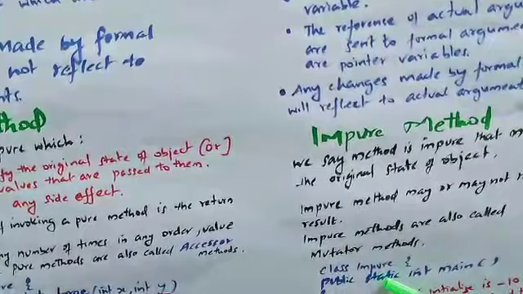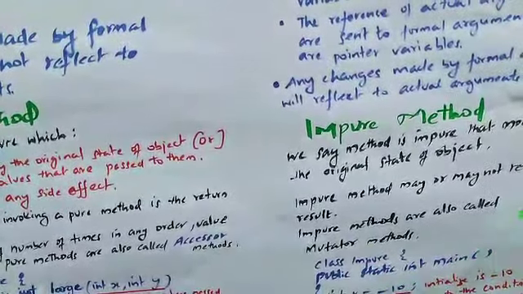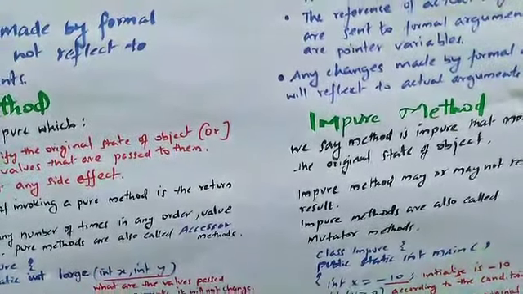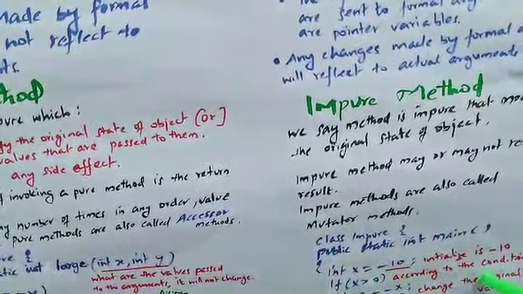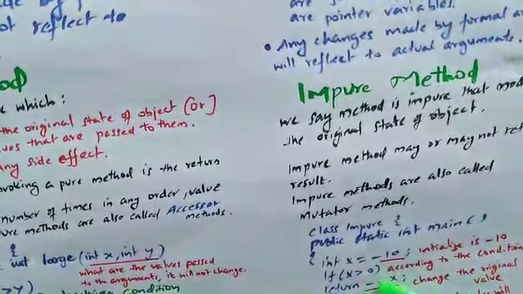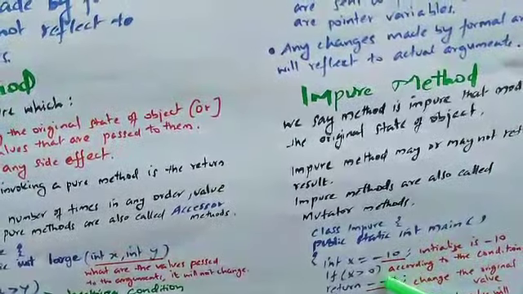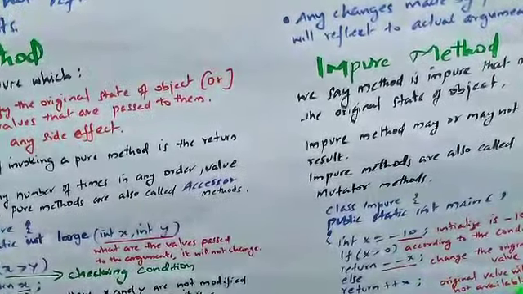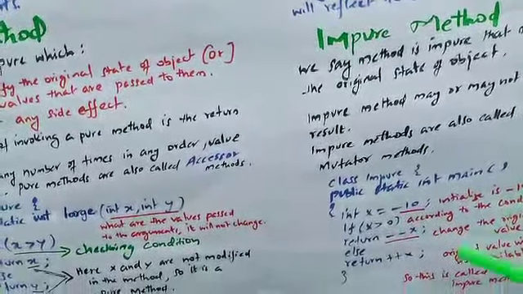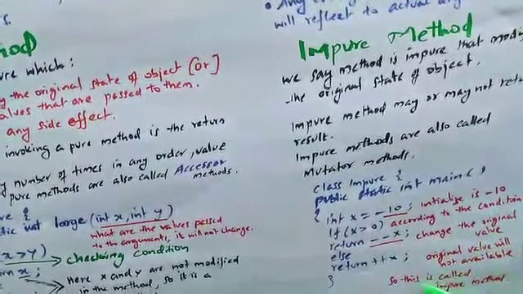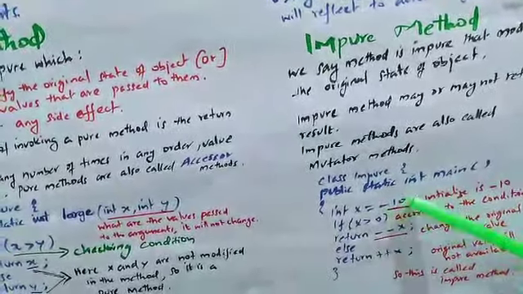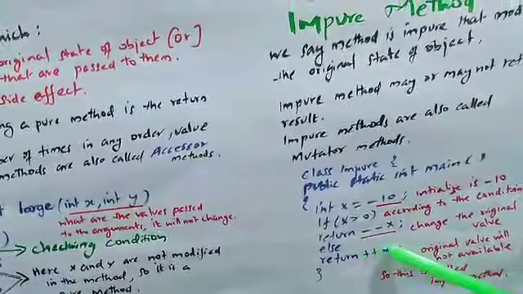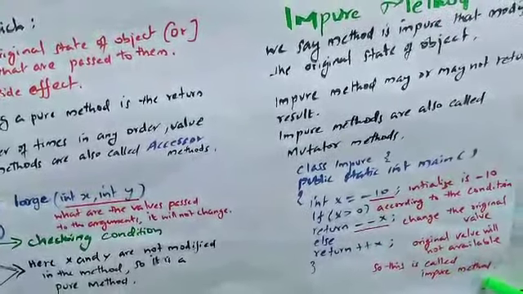The class name is Impure. Now public static int main. Now int X is equal to minus 10. We have initialized it as minus 10. If X is greater than 0, then according to the condition the return Y minus X will be changed, because our original value will be changed. Else return plus base. The original value is not available, so that is called an impure method. Yes, minus 10 will be changed here. So our original value is not coming. That is why it is called an impure method.